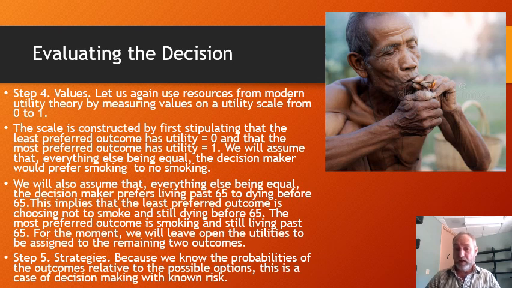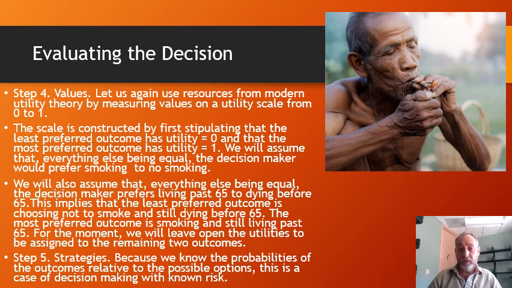The most preferred outcome, and the one which we'll assign a utility of 1, is smoking and living past 65. You get the pleasure of smoking and you get the living. Also assume that they value living past 65. The least preferred outcome will be not getting to smoke and dying before 65 anyways. That can happen. We'll return to the intermediate utilities in a moment. That'll require a little calculation, but step 5, the strategies.